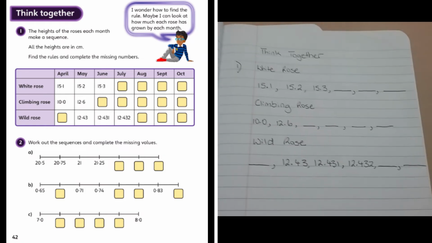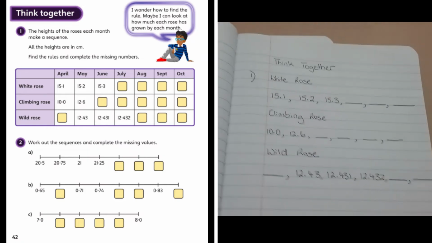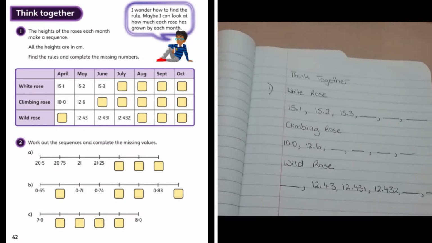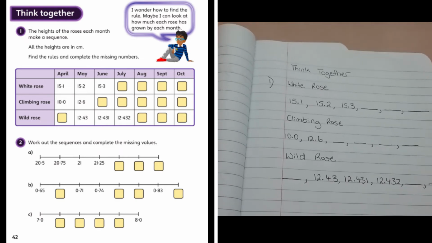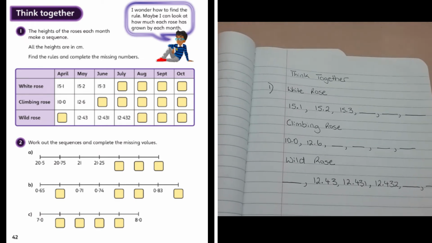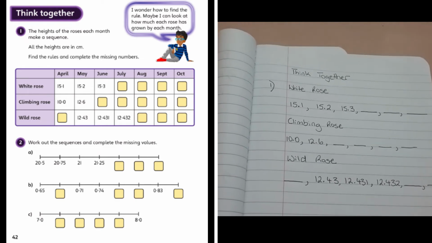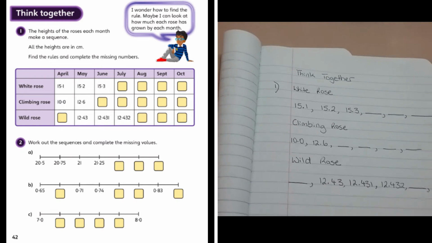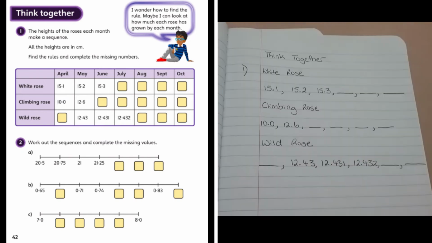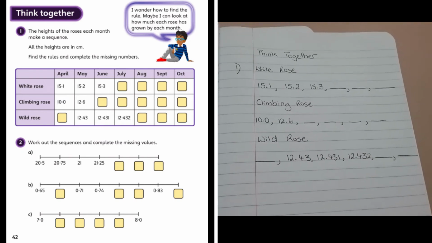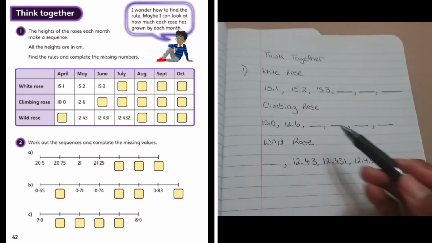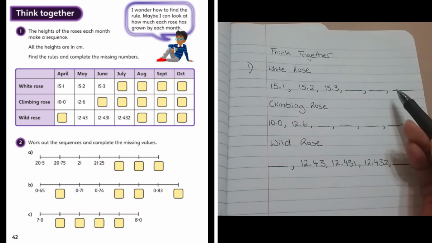All right, on to the think together portion now. It says there for question 1, the heights of the roses each month make a sequence. All the heights are in centimeters. Find the rules and complete the missing numbers. All right, what I've done in my book is I've kind of tried to recreate the table without having to draw out the entire table. I just wrote it as sequences going straight across.